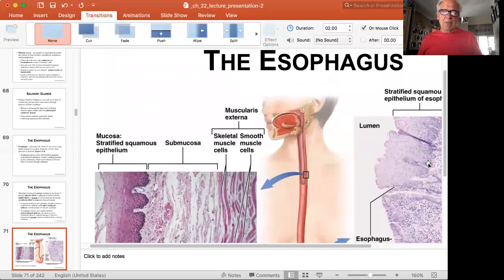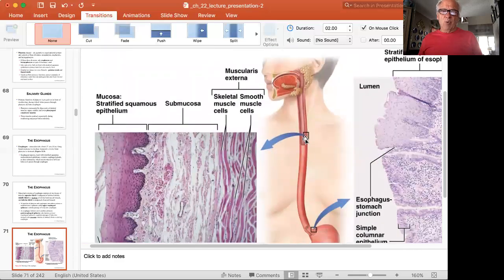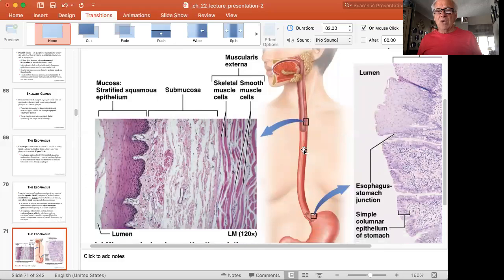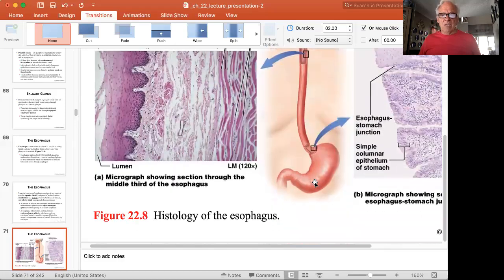Okay, again though, the main thing here is at the midpoint, it's a combination of skeletal and smooth. Up here, it's skeletal, voluntary movement. Here's a combination of skeletal and smooth. Here it's smooth.